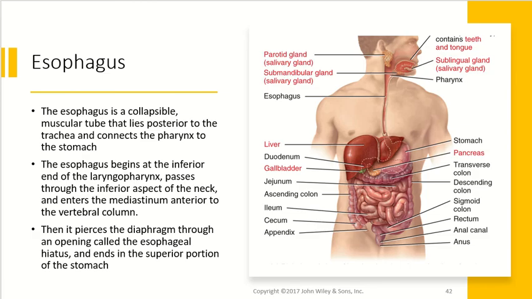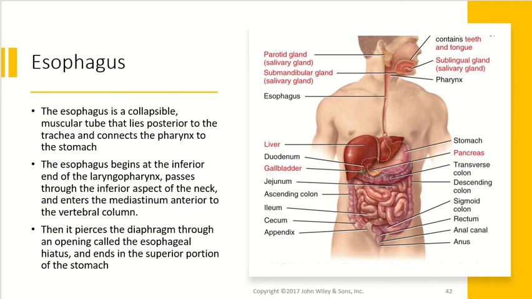The next part of the digestive system is the esophagus. This is a collapsible muscular tube. It lies posterior to the trachea, and it connects the pharynx to the stomach. The esophagus begins at the inferior end of the laryngopharynx, passes through the inferior aspect of the neck, and enters the mediastinum anterior to the vertebral column, so we can see that here.